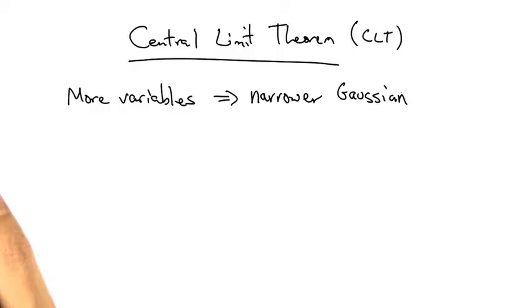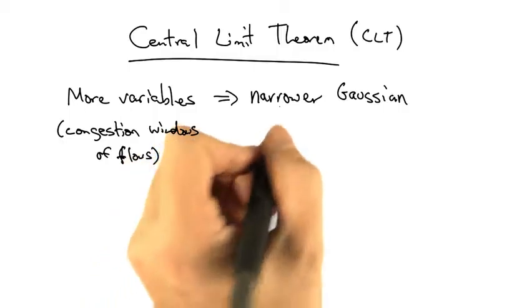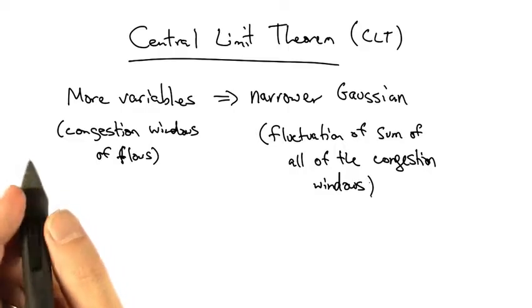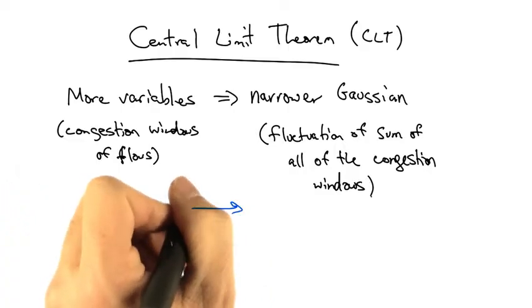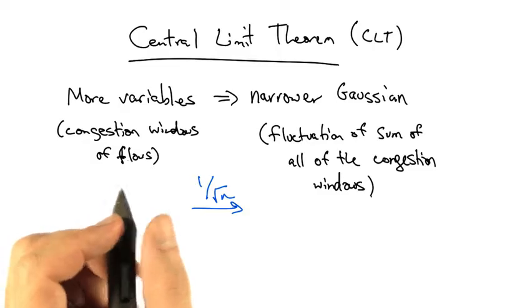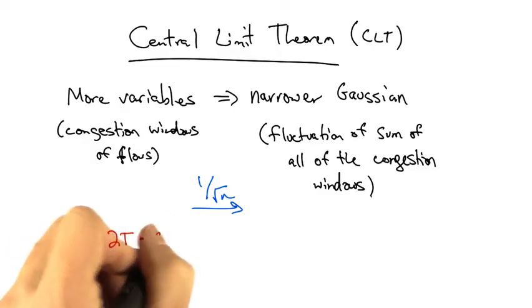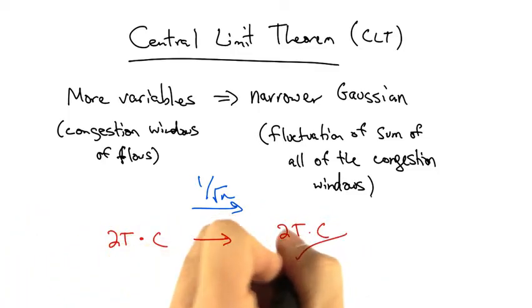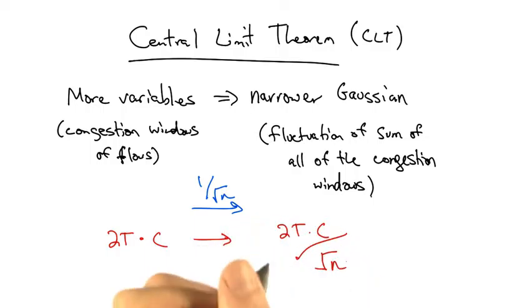The central limit theorem tells us that the more variables that we have, and in this case, the number of variables are the number of unique congestion windows of flows that we have, the narrower the Gaussian will be. In this case, the Gaussian is the fluctuation of the sum of all of the congestion windows. In fact, the width decreases as 1 over root n, where n is the number of unique congestion windows of flows that we have. And therefore, instead of the required buffering needing to be 2T times C, we can get away with much less buffering, in particular 2T times C divided by the square root of n, where n is the number of flows passing through the router.